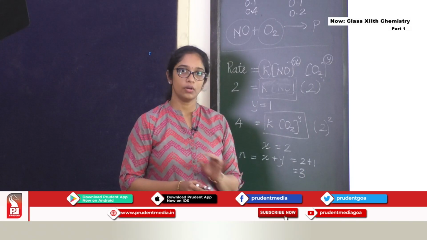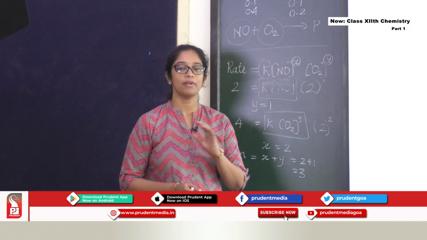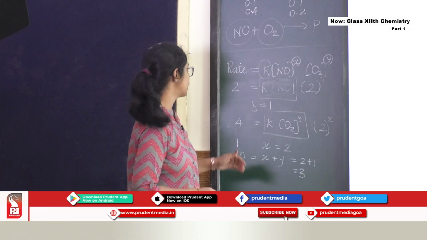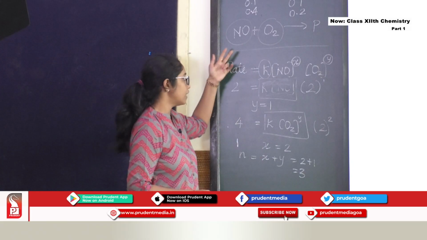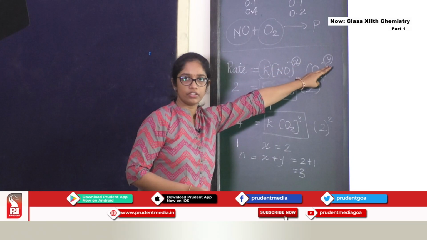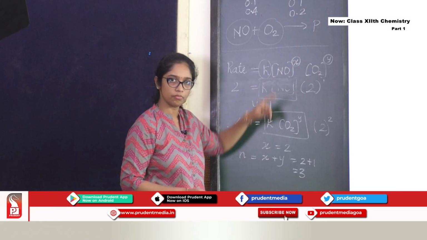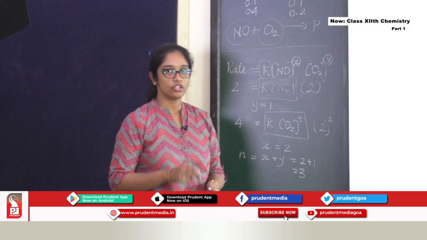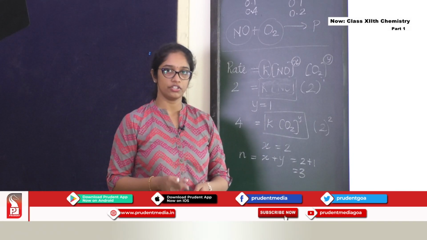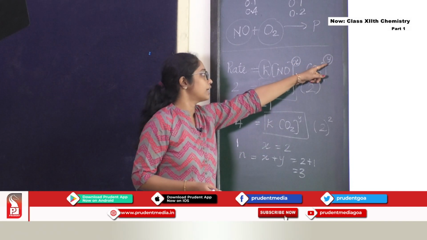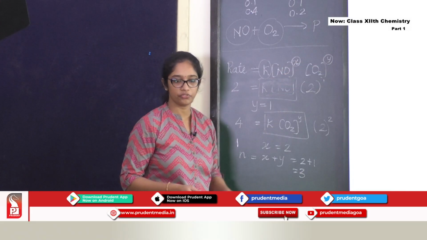Now, suppose there is no other information given to you, or you are just given a balanced chemical equation and you are supposed to write down the rate law expression, then in that case you could use the stoichiometric coefficients as the powers that you are going to raise the concentration terms to, alright. Otherwise, you have to look for the rate law expression, and if the values of x and y are given to you, then the order is going to be the sum of the powers.